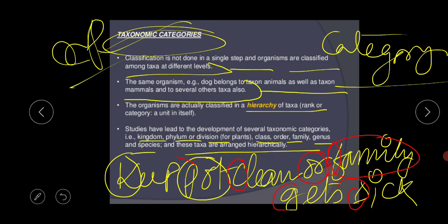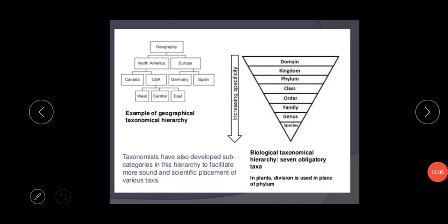So the kingdom, phylum, class, order, family, genus and species. If you remember this sentence properly, you can remember these taxonomic categories easily. This is a small trick to remember. Next, the taxonomic categories are the domain, kingdom, phylum, class, order, family, genus and species. So this is the taxonomical hierarchy.